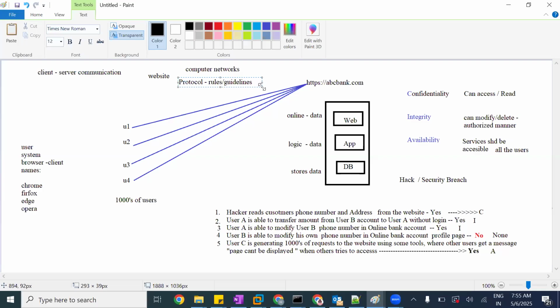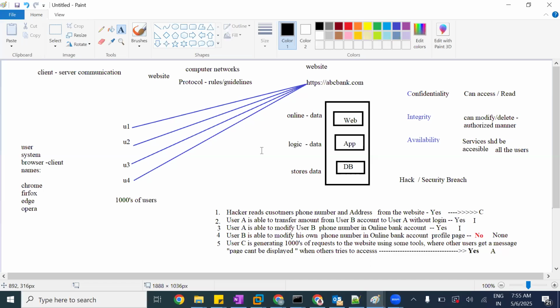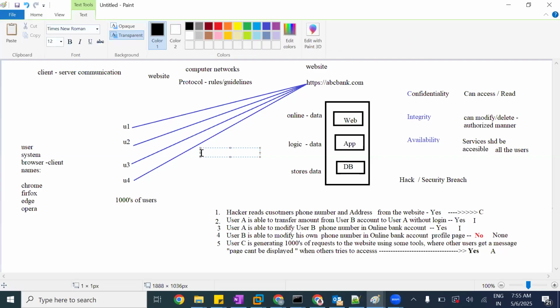Now, I know some of you have already worked and you have some experience. In case of a website client server communication, what is the protocol that is used for web applications? What is the protocol that is used for web applications? Anyone? HTTP. Of course, there is one more protocol, HTTPS. Yes. Remember, these are the two protocols that are used for a website.